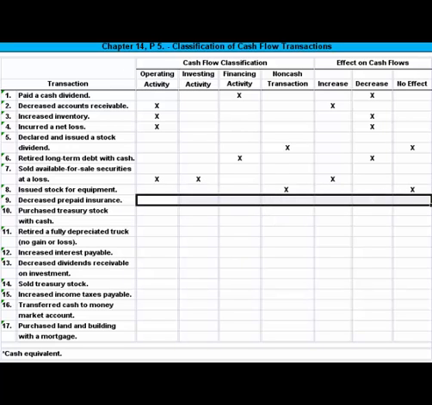Number 9, we decrease prepaid insurance. A decrease in prepaid insurance is the same thing as a decrease in accounts receivable. Prepaid insurance relates to the main operating activities of the business, so it goes under operating activities. And the decrease in prepaid insurance means that we liquidated insurance. We didn't have to reinvest cash in prepaid insurance.